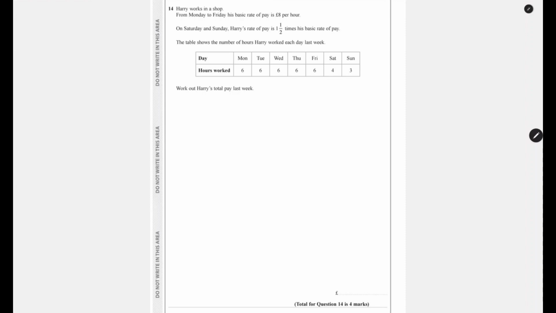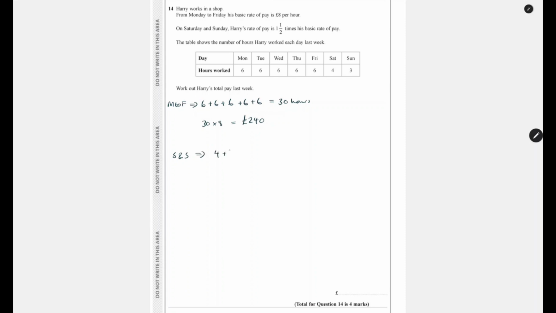So from Monday to Friday, he has a base rate pay of £8. And so we can say 6 plus 6 plus 6 plus 6 plus 6 is the total number of hours he worked from Monday to Friday. That's 6, 12, 18, 24, and 30. So he worked 30 hours from Monday to Friday. He gets paid a basic rate of £8. So that's 30 times 8, and that's equal to £240.